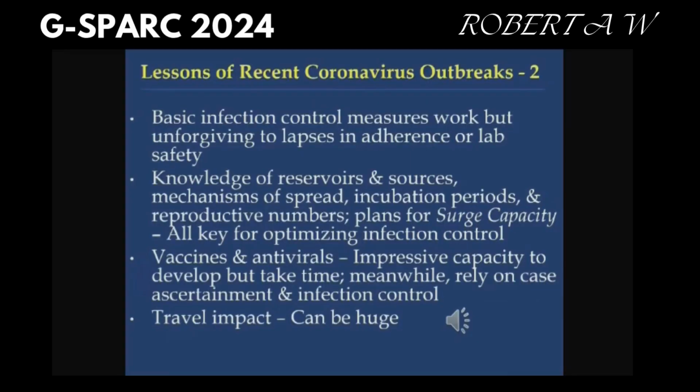And then there are 4 aspects that are key for optimizing infection control. We learned that again and again. We have to know the reservoirs and sources. 1, we have to know the mechanisms of spread. 2, how much is airborne and how much is droplet and how much is in the continuum. What is the incubation period of the pathogen, and the reproductive number, that is, how many secondary cases are there from each primary case. These are all important in understanding infection control.